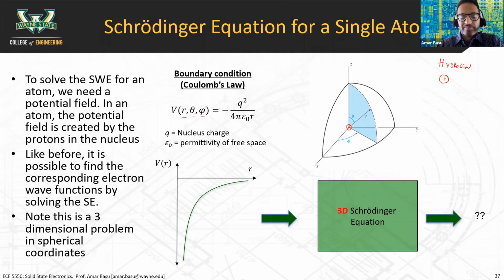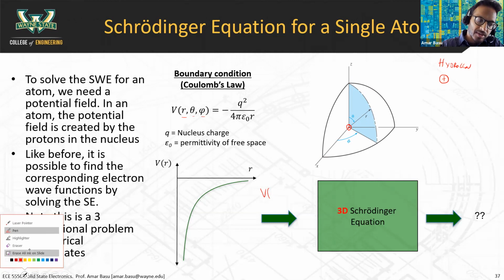I could spend a lot of time talking about the different coordinate systems, but I just don't think we have time for that right now. But basically, it's another way to describe a point in space. Every point in this three-dimensional space can be described by a radius, an angle from the z-axis, which is called theta, and an angle from the x-axis, which is phi. So the Schrodinger equation requires you to provide a V, an electrostatic potential, as a boundary condition.